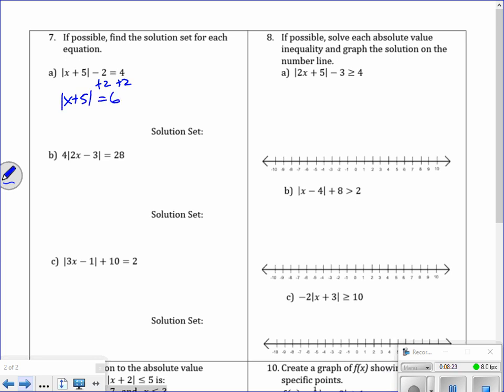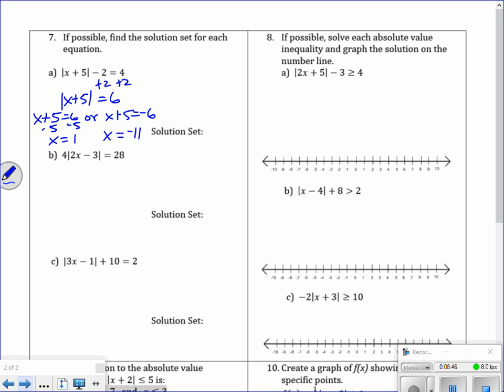So I now have 2 equations that I'm going to write from this. I'm going to write x plus 5 equals 6 or x plus 5 equals negative 6 because you don't know if it was positive 6 or negative 6 that led to that answer. All right, and this first one, if I take away 5 from both sides, I get x equals 1. And over here, if I take away 5 from both sides, I get negative 11. So I have 2 answers.